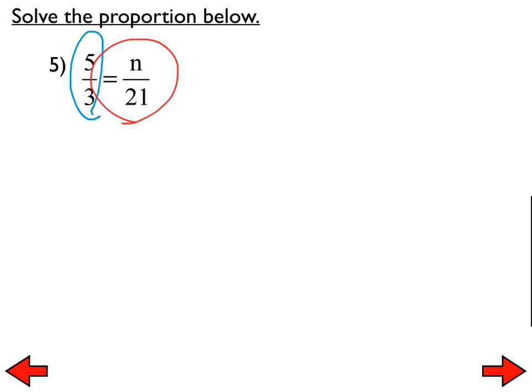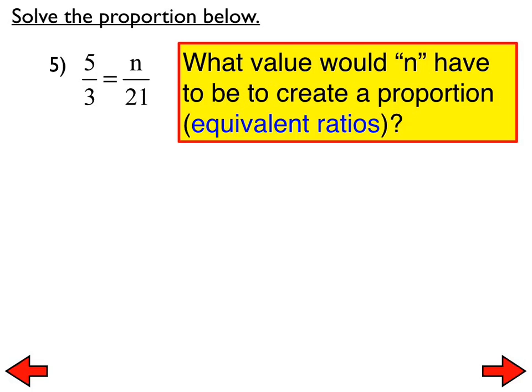So here's what we're trying to do. We're trying to figure out what number or what value we can input for the letter n that would make this a proportion. In other words, so that those ratios are equivalent to each other. Now I'm going to show you 2 different ways of doing this. I don't care which way you do this.